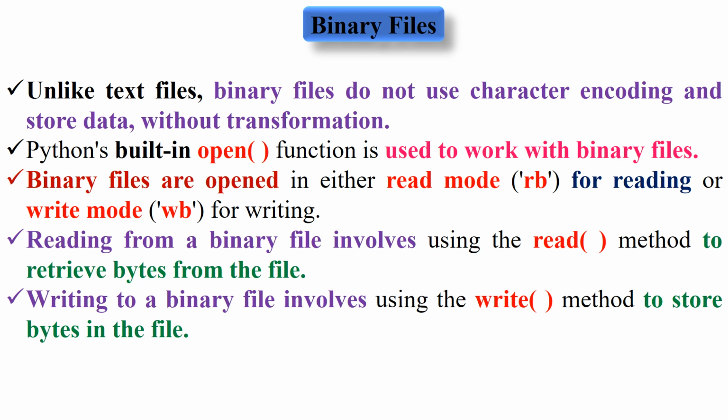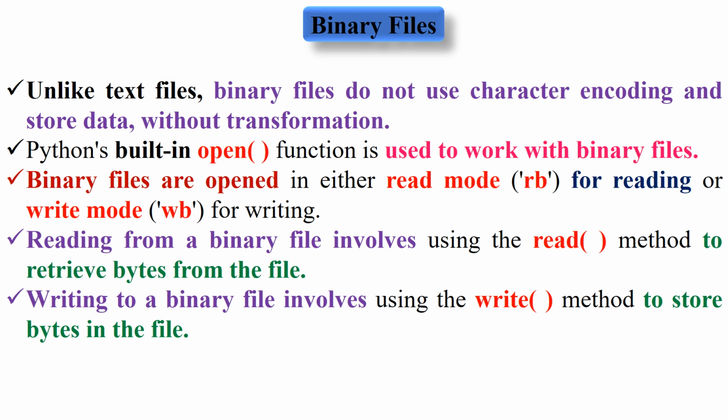Unlike text files, binary files do not use character encoding and store data as is, without transformation. In text files, characters are encoded using a specific character encoding like UTF-8, which allows humans to read and understand the content. Binary files, on the other hand, do not involve encoding characters. They store the actual bytes of data without any attempt to interpret or transform them into human-readable characters. The data in binary files might represent things like color values, sound waveforms, or machine instructions. These bytes might not make sense when viewed as text.